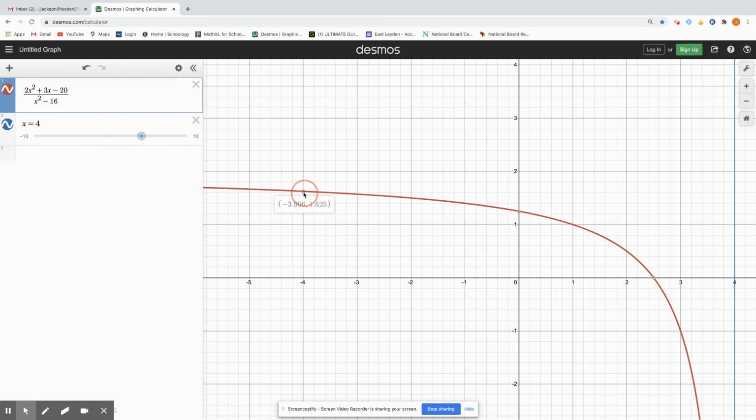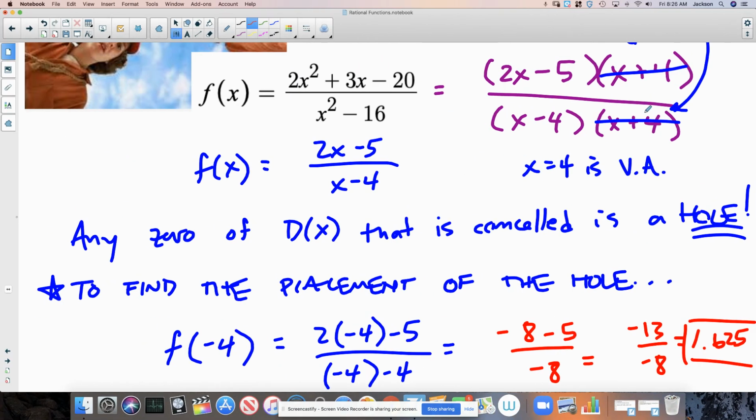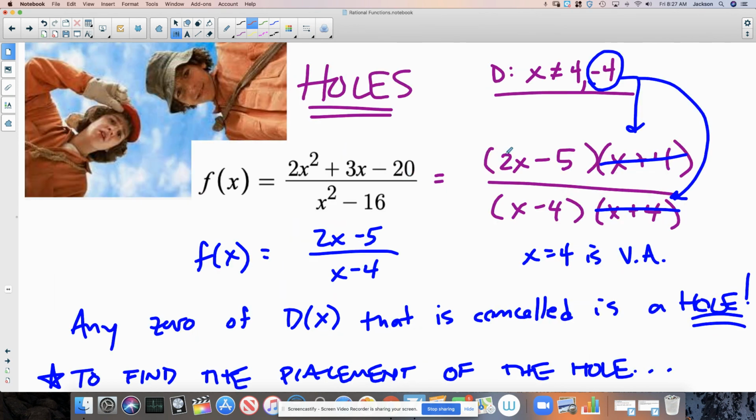Where's -4? Get in there. Boom, undefined. Okay. So our holes in the graph are the x values that get canceled. To find the actual y coordinate or the placement of that point, we plug that x value of the hole into the simplified function. All right. So again, just to reiterate, we have to find the domain first. Then whatever we cancel, that x value is a hole in the graph. Whatever x value remains, that's a vertical asymptote. All right.